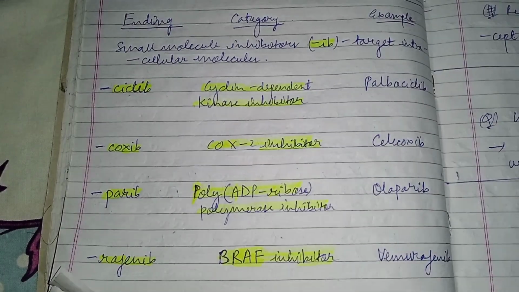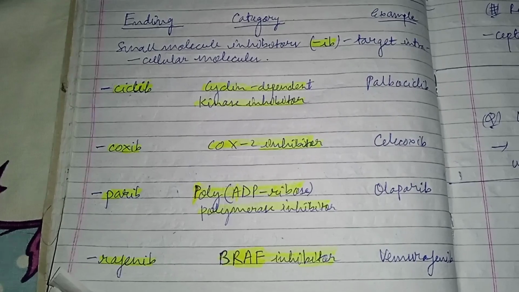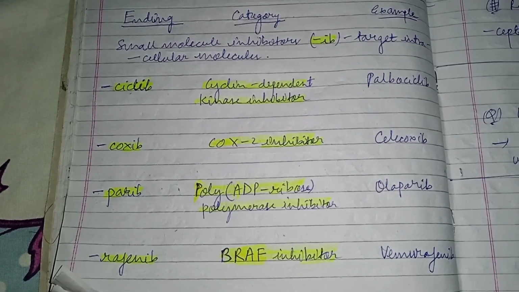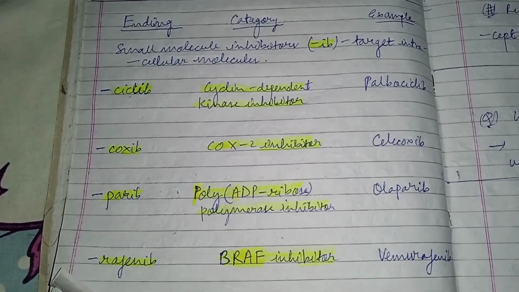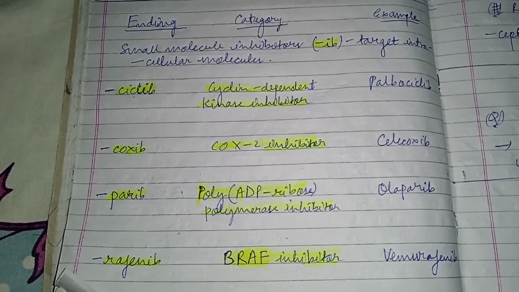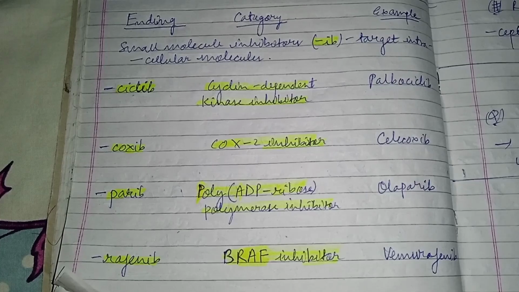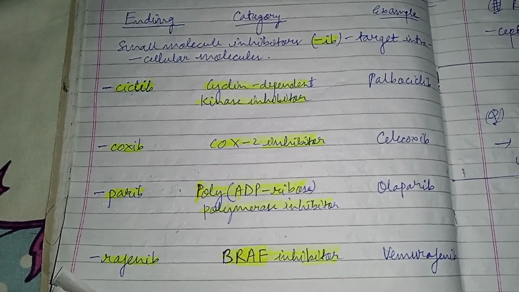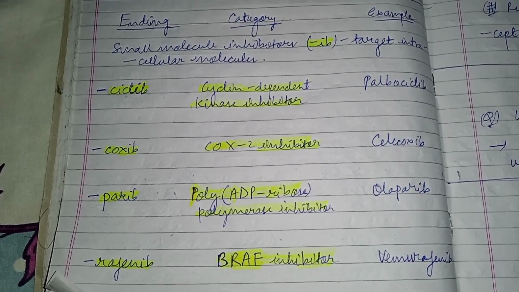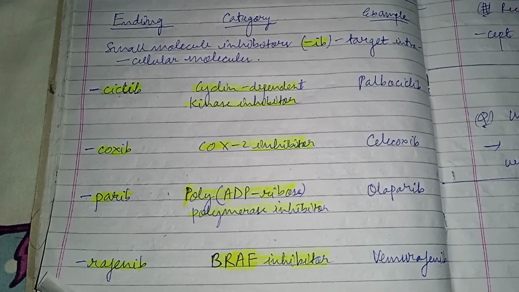So I have 3 columns over here: ending, category and example. The small molecule inhibitors end with the IB suffix, which target the intracellular molecules. So one by one we'll be discussing them. Ciclib, it belongs to which category? Cyclin dependent kinase inhibitor. And example is palbociclib.